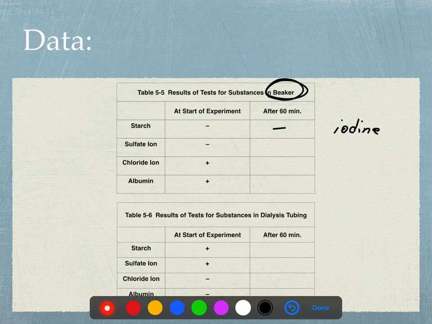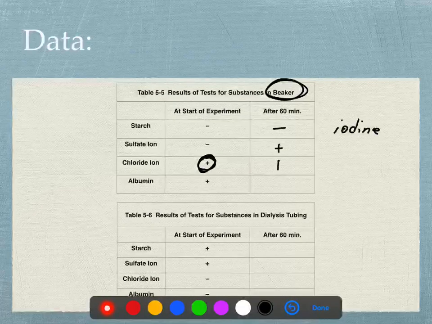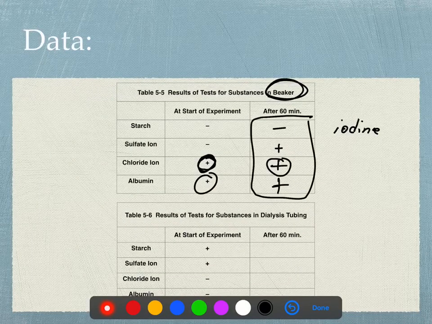Okay, what about sulfate? Sulfate was not in the beaker, right? Here's that negative sign saying no, it wasn't in the beaker. But after 60 minutes, we would find evidence that it got through. We would see a precipitate forming. What about the chloride ion? It was in the beaker at the beginning, so we should find that it's still in there, right? It's not like all of it left. It reaches equilibrium. That doesn't mean all of it leaves. It's going to be in both places in equal amounts. Albumin was in there, so it should be in there. So let's look at our data here, our result data.